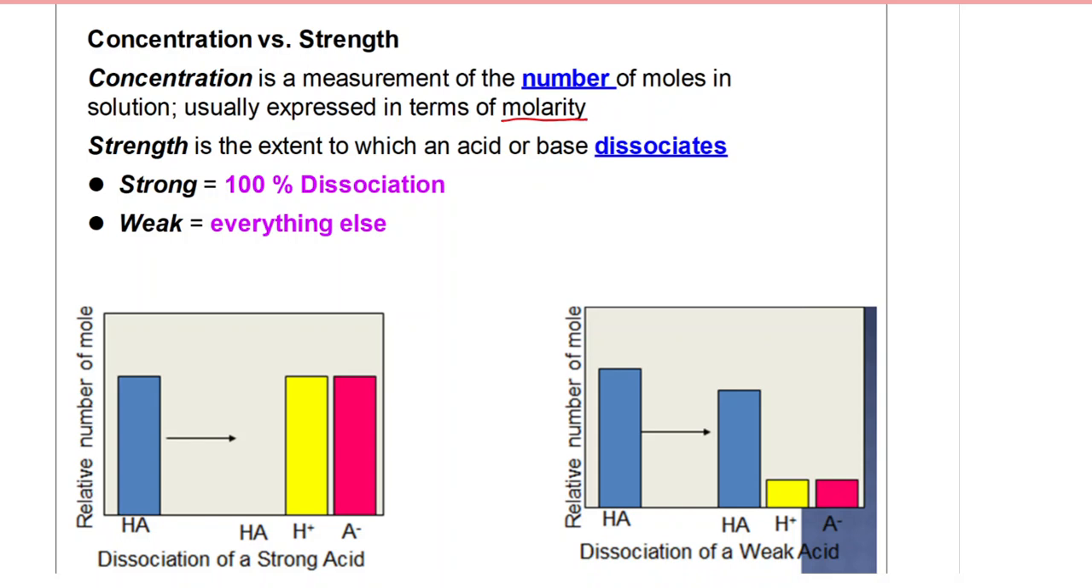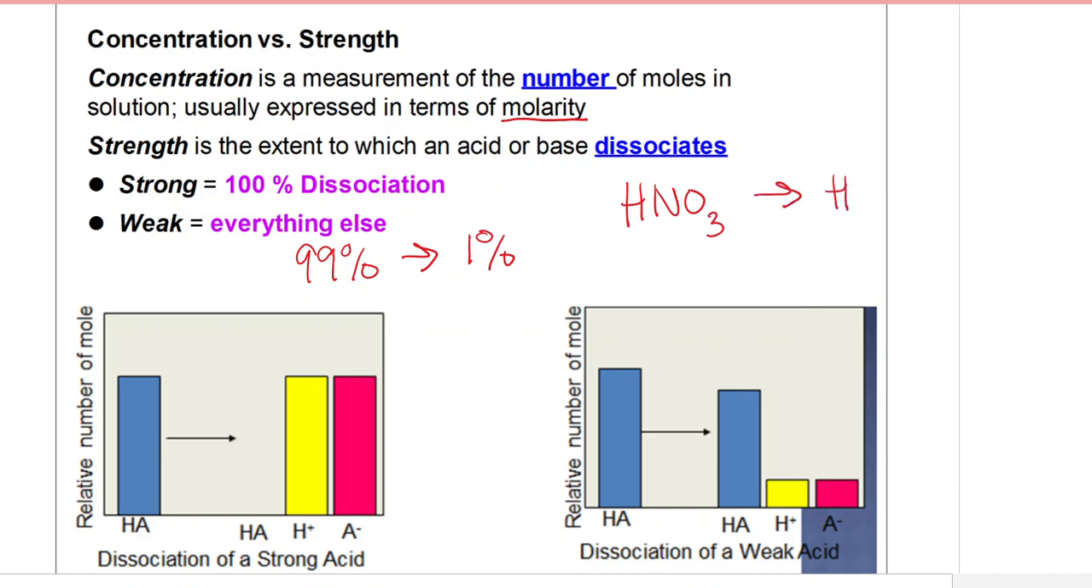Strong means they have 100% dissociation. Weak is everything else. So it can be anywhere from 99% down to 1%, depending on the acid; its strength determines exactly where that falls. When we refer to dissociation, it's just like when we have salts. If we look at nitric acid, for example, nitric acid is going to dissociate into H+ and NO3-. So it's breaking up into the hydrogen and its ion.